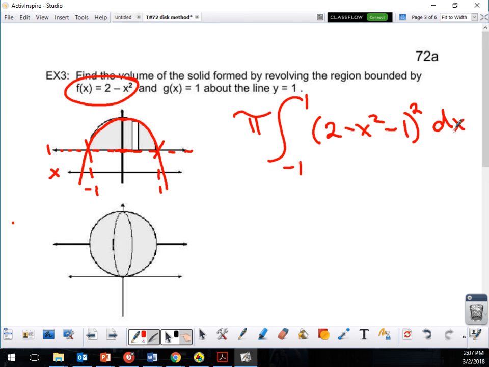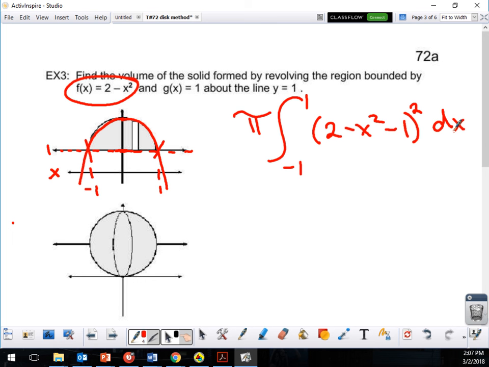A lot of the time you're just going to have a basic thing like this. Every once in a while you'll see something weird where it's rotating around some other function, like y equals x or something like that. You would incorporate that into your radius.